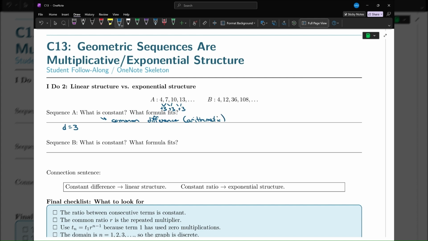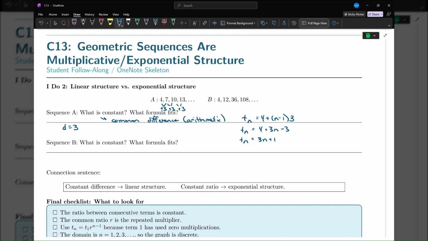So what that tells us is that in this case, we're going to have Tn equals 4 plus n minus 1 times that difference, which is 3. And again, this does connect to the line. If we wanted to, we could expand this out to make it look like a line. So y equals mx plus b.